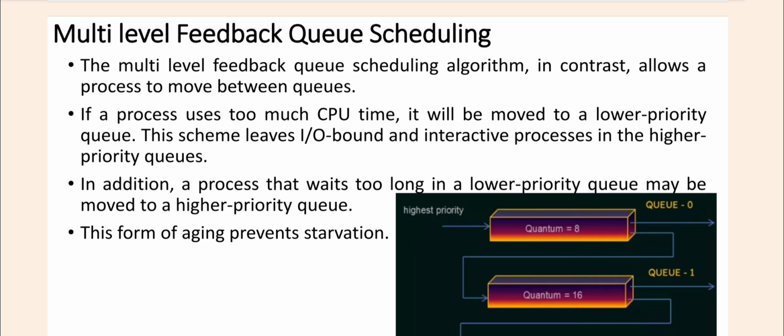over time. Yes, preemption is allowed in multi-level feedback queue scheduling. A higher priority process can preempt the lower priority process to ensure it gets the CPU time it needs.